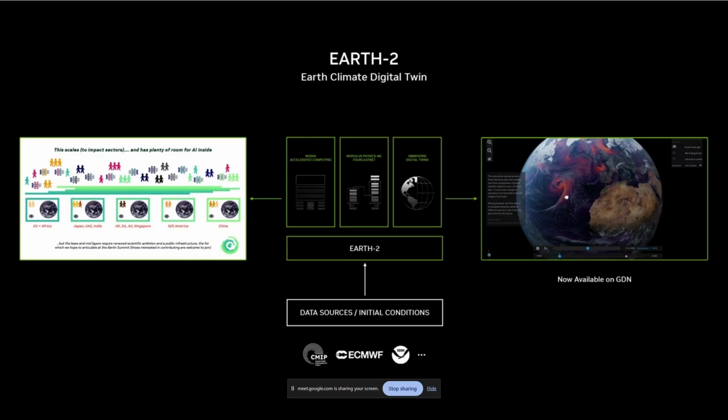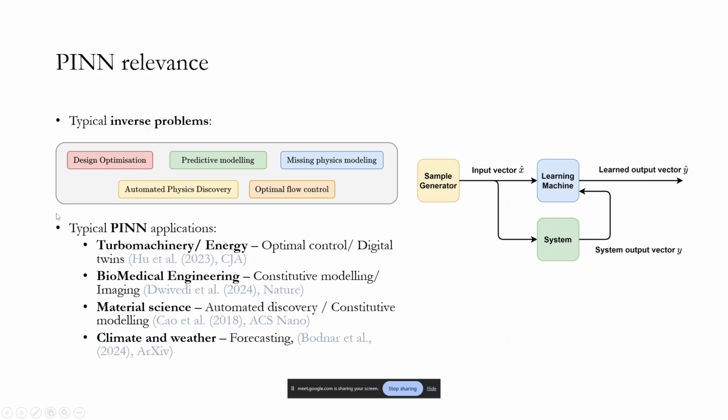And here's the relevance of PINNs. While I described what forward and inverse problems are, you could apply any method to it. But why PINNs? I'll come to what PINNs are, but here is a set of typical inverse problems that we would be interested in. One is design optimization, predictive modeling. Can you model missing physics? Let's say you can only observe a system partially, but what about the things that you don't observe? Can you model them? Can you recover the physics of the data that is missing? And then there's also automated physics discovery.